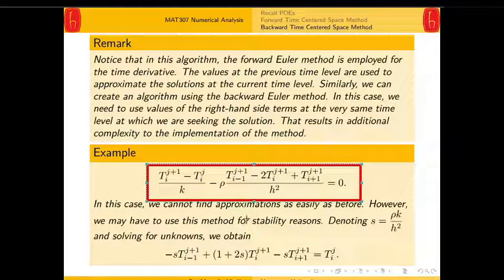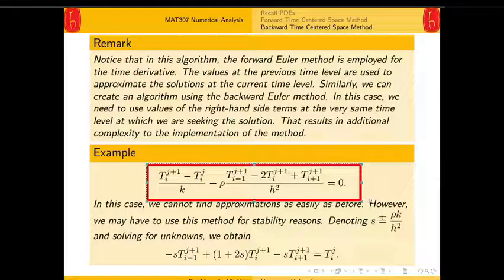In this case, we cannot find approximations as simple as before. However, we may have to use this method for stability reasons. Stability is something that we desire, and the backward Euler method is much more stable, or the backward Euler method will give us stable results. So we desire to use the backward Euler method in particular cases, but this will be beyond the scope of this course.